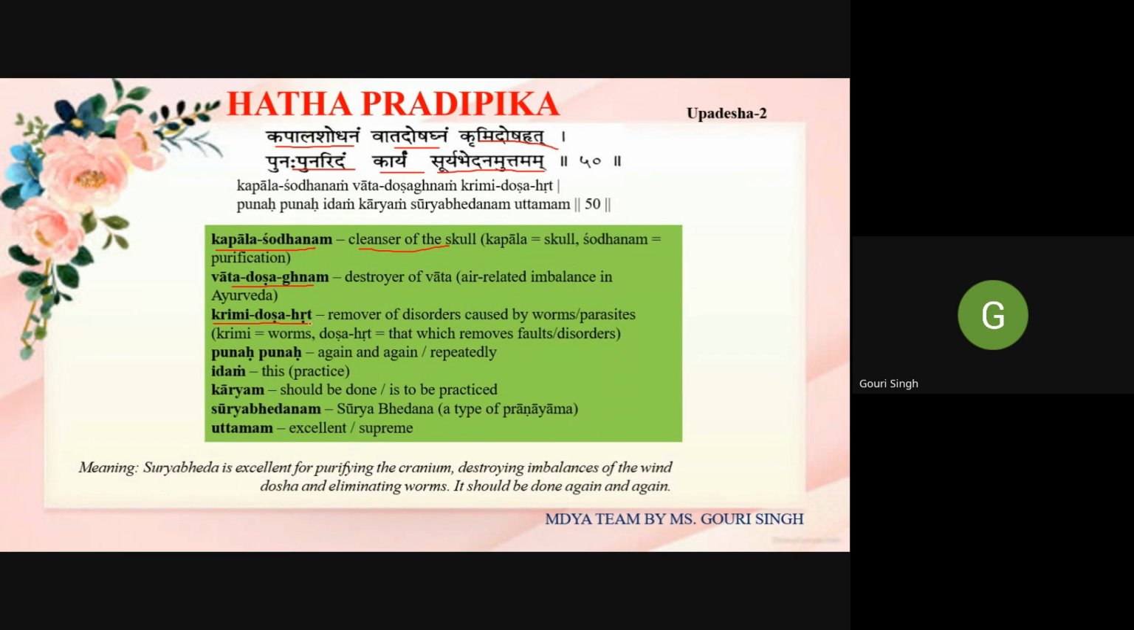Mostly it is due to infected food, or maybe excessive intake of sugar. These two are the main reasons for having this krimi dosha. All of you understood what is krimi dosha? It is found mostly in babies, and we also see elders affected by this. This is a worm which is created in the stomach, so automatically it will come out. Okay, so that is also removed whenever one does the Surya Bheda Pranayama.